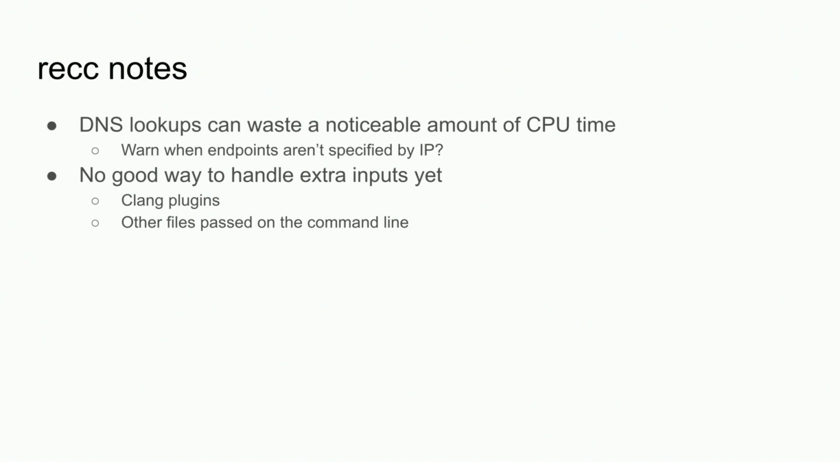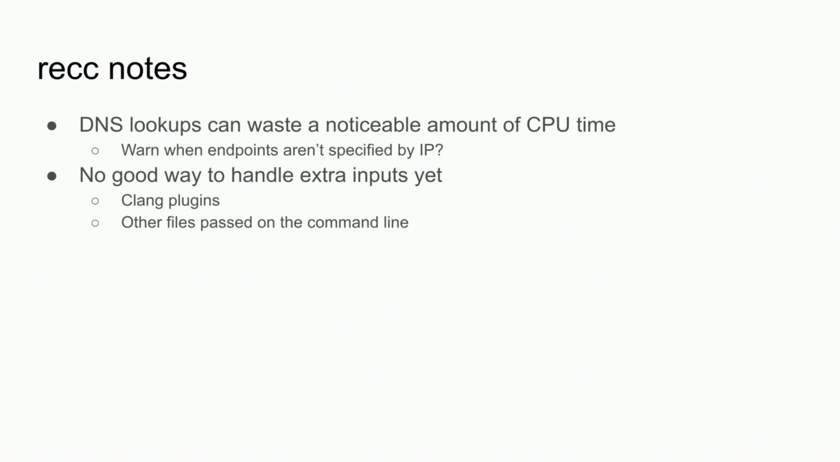A couple of other things I noticed with rec is that if you specify your endpoints by domain name, it spends a lot of time just doing DNS lookups. This is something that maybe we could put a warning in rec for. Rec is basically single fire. For every single compile job, you run rec once, it does some stuff, and then exits. So if you're using a domain name here, then you have one domain name lookup for every compile step in your build graph.